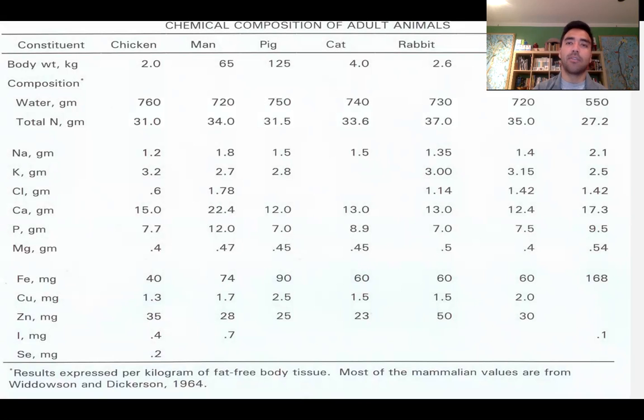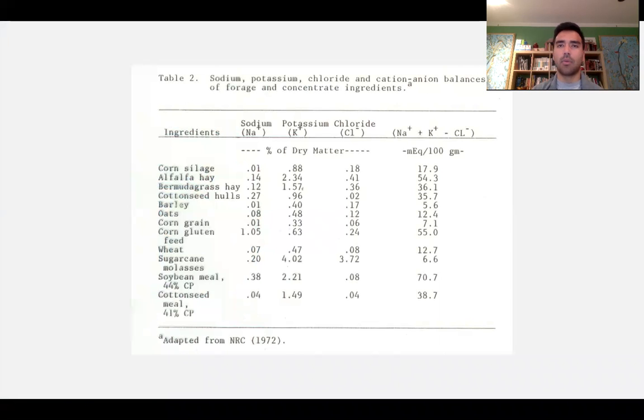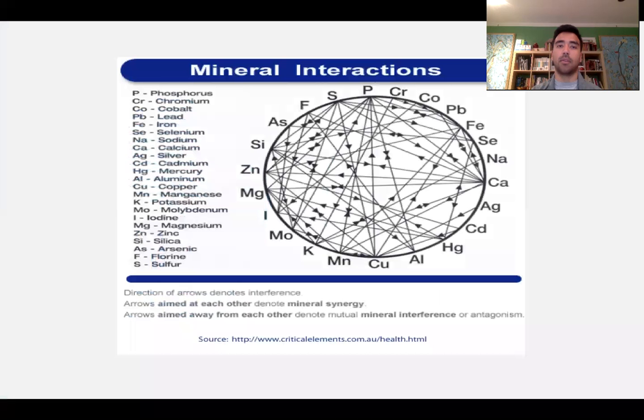Based off the species, dietary requirements will change, and so it's important to know what you're feeding to and what you're feeding. Typically, high quality forages and feed sources like wheat, corn, and soy will satisfy dietary requirements, although you can supplement if needed. I included a table just to show that there is mineral concentration variability based off your feed source. So, again, it's important to know what you're feeding and what you're feeding to so we know we are satisfying these requirements. It's also important to take note of mineral interactions.